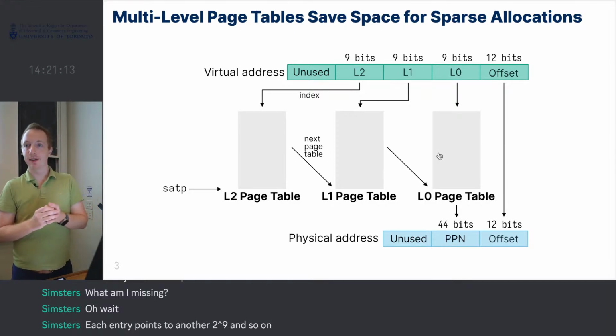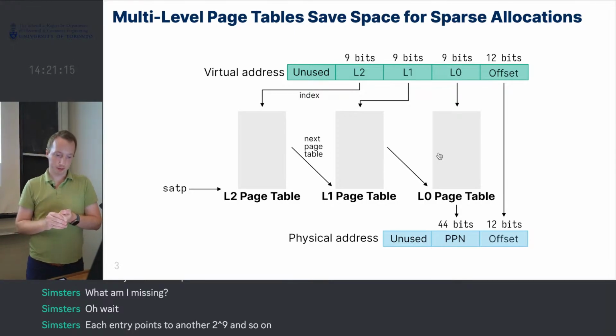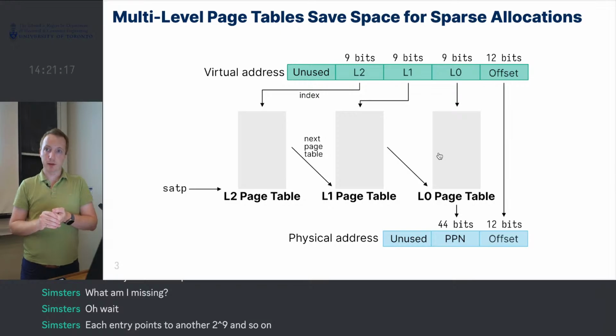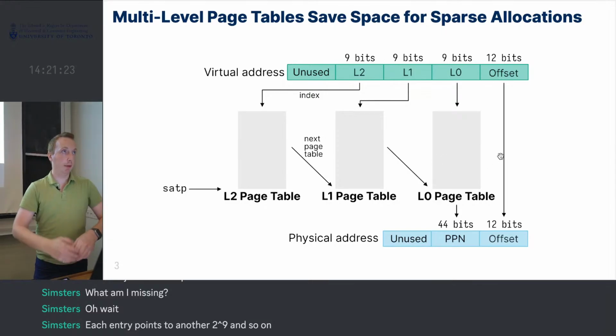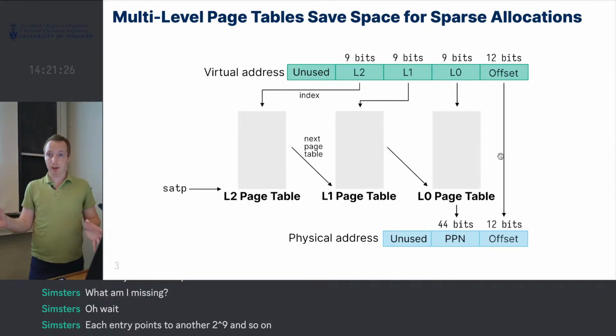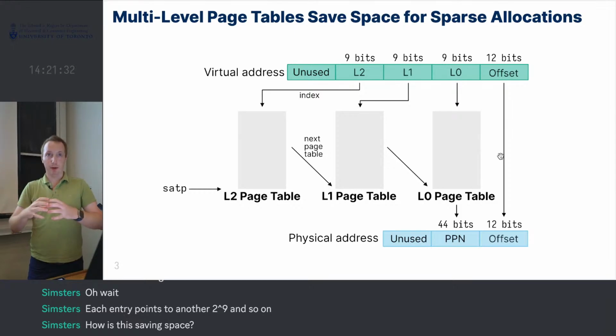Wait, how does the 9 bits from the L0 page table map to the 44 bits of the page number? I mean the page table entry or whatever. So inside the page table is just the same page table entry. And the page table entry has the 44 bits, right? Because the page table entry is 64 bits, so it's big enough.